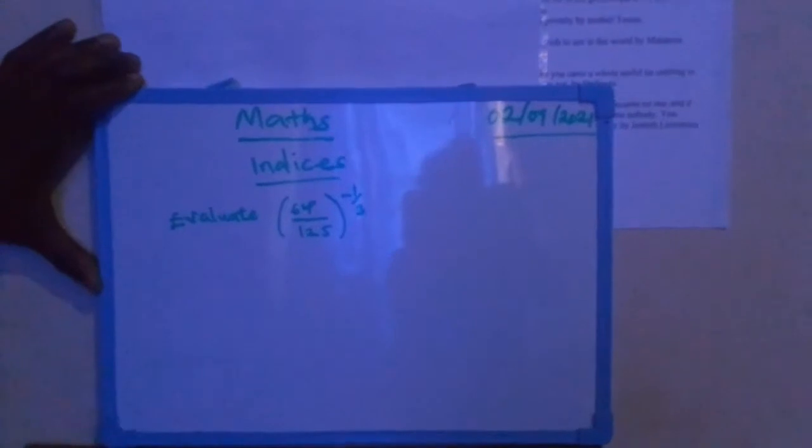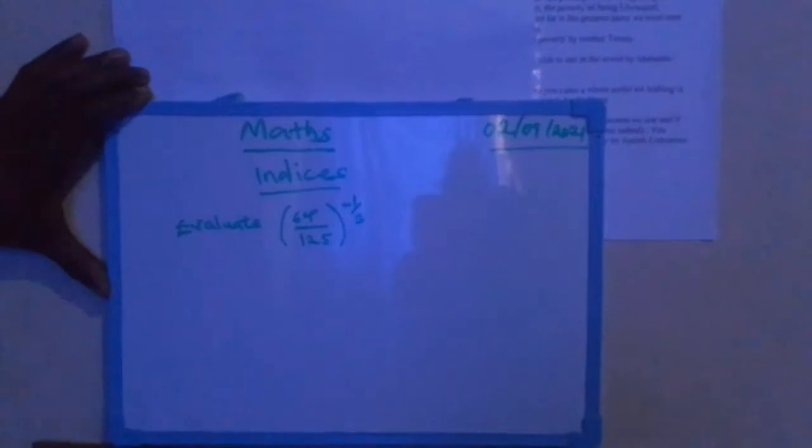Today we'll be looking at indices, which most of the students have a problem with, in terms of how to solve problems involving indices. So like this one, we have: evaluate (64 over 125) to the power negative 1 over 3.